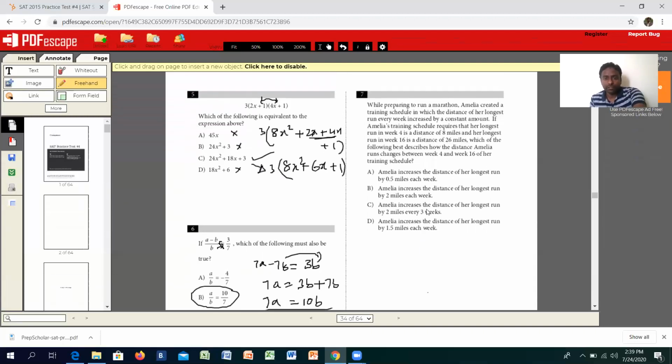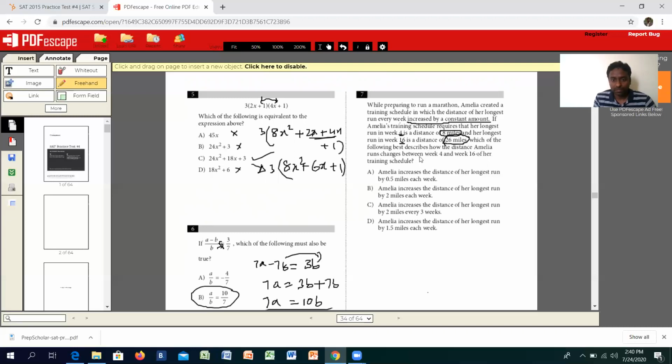Moving on to the next set of question that I have, seventh one. Let's work a word problem. So we just need to understand what is the thing given inside. While preparing to run a marathon, Amelia created a training schedule in which the distance of the longest run every week increased. This is what we have to focus on. Increased by a constant amount. What is that constant amount? We need to work it out. If Amelia's training schedule requires that her longest run in week 4 is a distance of 8 miles, this is what you have to focus on, then in week 16, a distance of 26 miles.